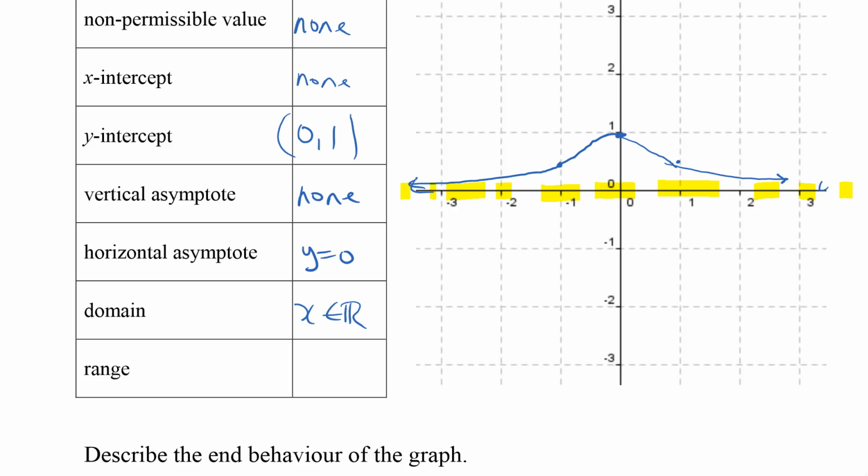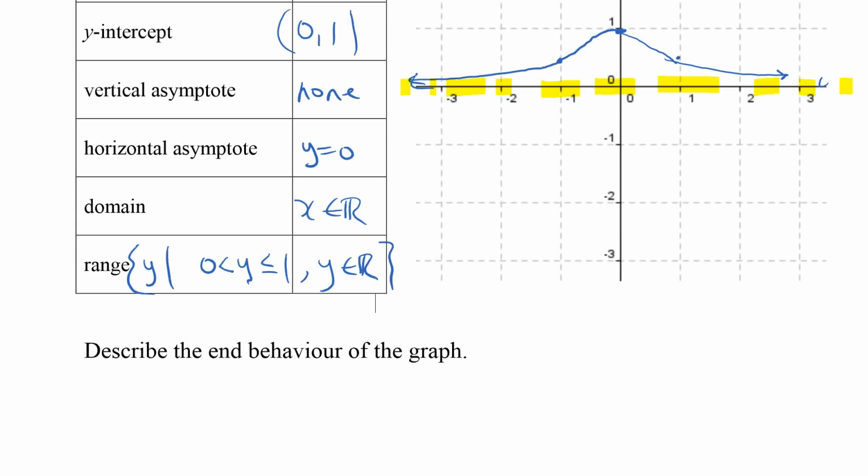And how about for the range? We can say that, well, it's a very tight range here, isn't it? It's that y is going to be greater than 0. So I'll say 0 is less than y, but it has to be less than or equal to 1. All right, and we'll make this one a really nice one. Okay, so that's the set notation way to write it.